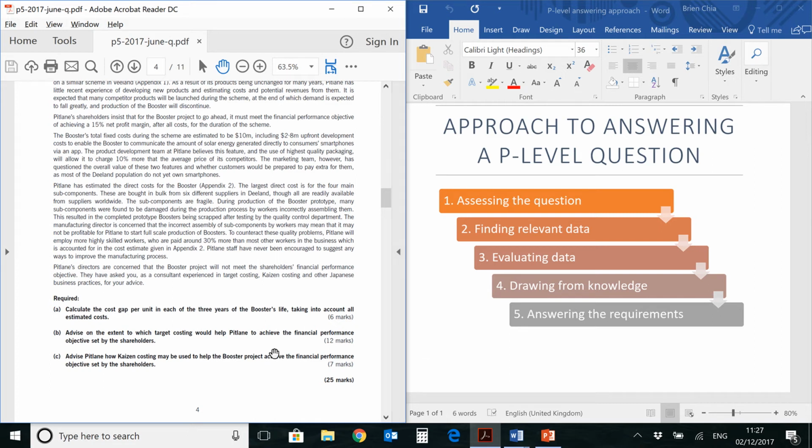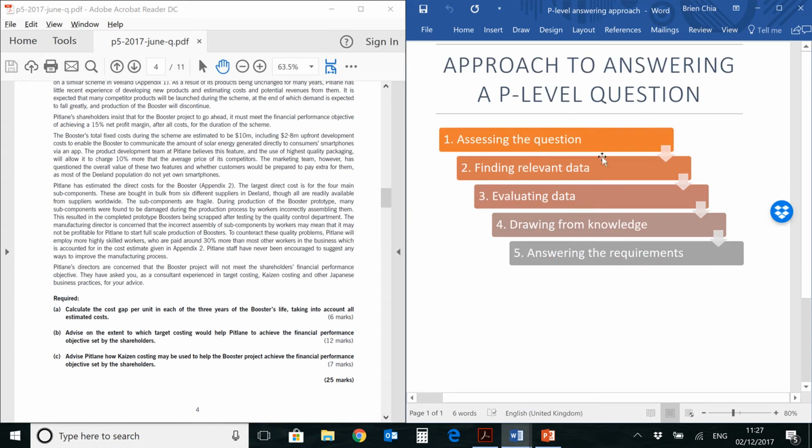And we'll be looking at requirement B over here in question 2. Advice on the extent to which target costing would help Pit Lane to achieve the financial performance objective set by the shareholders. Now, on my right hand side here, you'll see my 5-step approach to any P-level question.